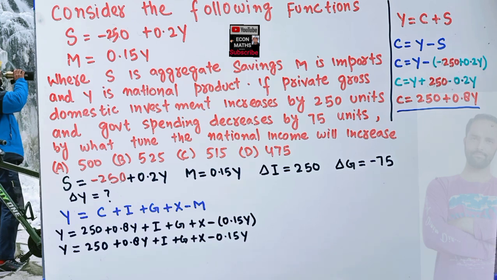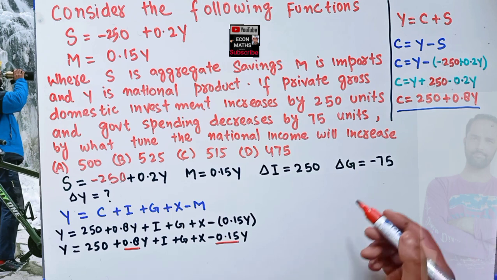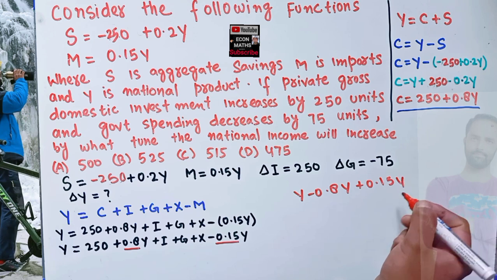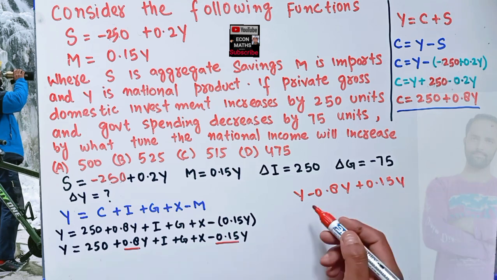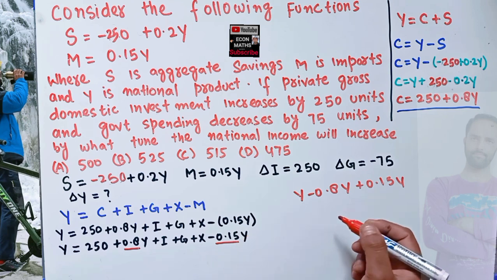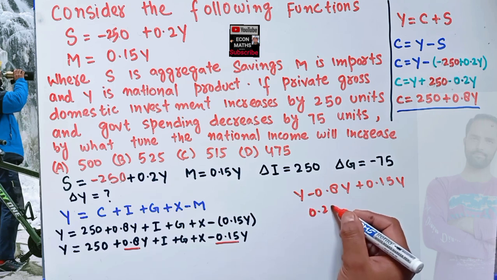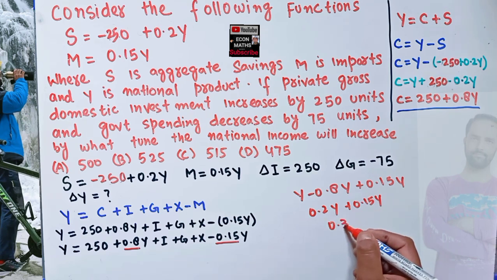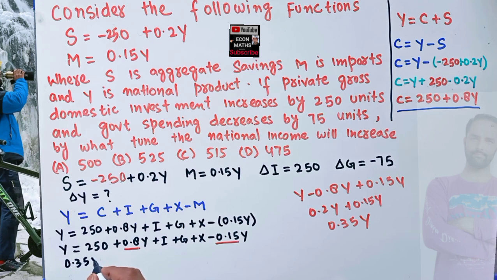Let us solve it for Y. We can write it in this fashion: Y minus 0.8Y plus 0.15Y. I am just transposing these like terms to the left-hand side, so plus 0.8Y becomes minus 0.8Y, and minus 0.15Y becomes plus. So this is Y minus 0.8Y, which comes out to be 0.2Y, plus 0.15Y. Adding 0.2 plus 0.15, it comes out to be 0.35Y. So 0.35Y is equal to 250 plus I plus G plus X.